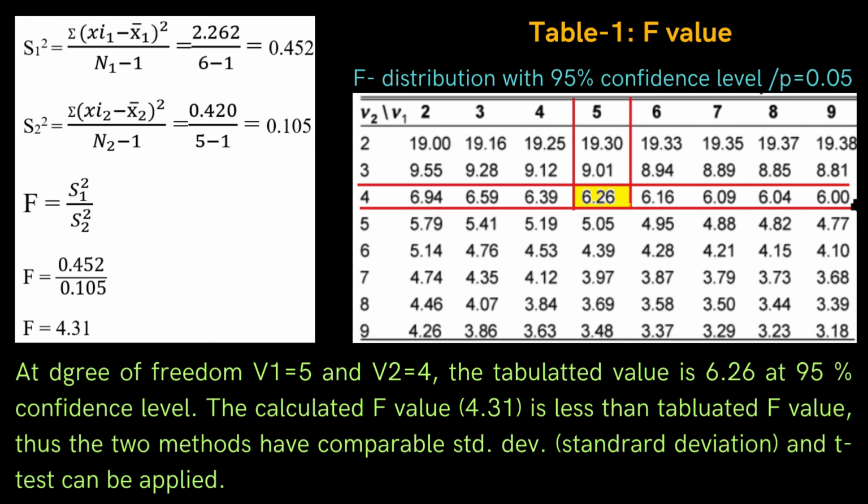Further, the degree of freedom V1 for the test method is 5 and V2 for the standard method is 4, and based on this, the F tabulated value in the table is 6.26 at the 95% confidence level, 0.05 probability, shown in yellow color. This means F calculated 4.31 is less than the F tabulated value. Thus the two methods have comparable standard deviation, S, and the t-test can be applied. And next we'll perform the t-test.